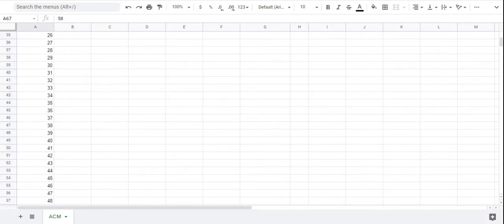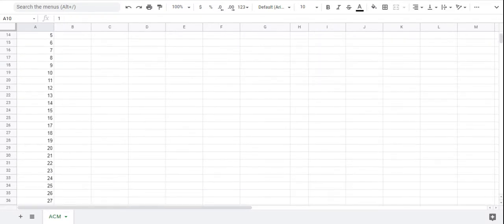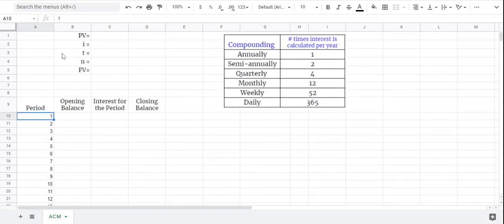So that's 60 periods. So for example, if we were looking at months, each period would be 1 month. 60 periods would be 5 years. And of course, we can make this as long as we want. So that's the power of doing these spreadsheets. And it's filled by itself.